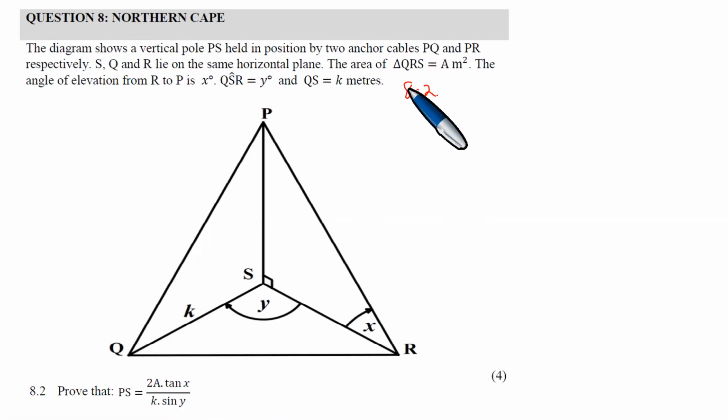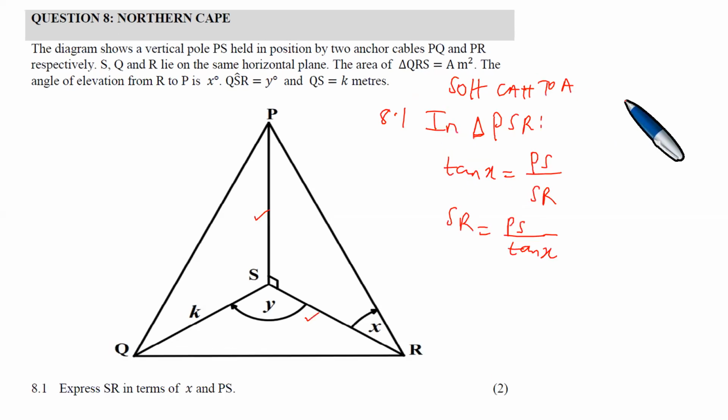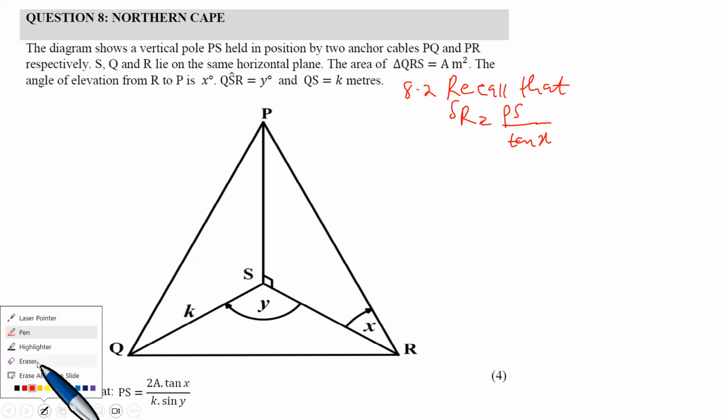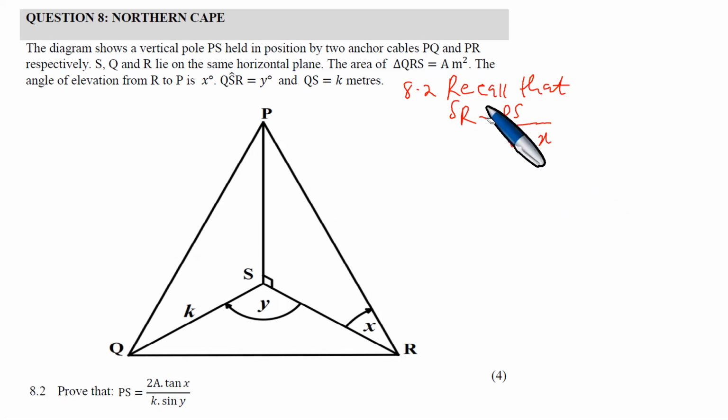So recall that. We don't need to do this one because we already know from the previous question. We recall that SR is equal to PS over the tangent of the angle X. Okay, so that is what we need to recall from the previous question. After we have recalled that, we are actually in a position to get the result.